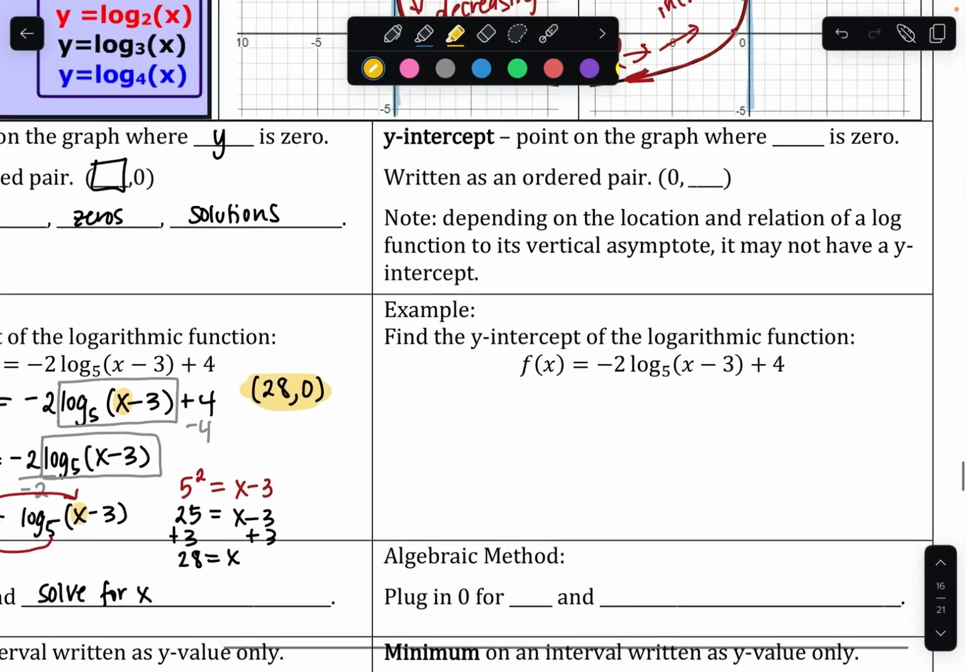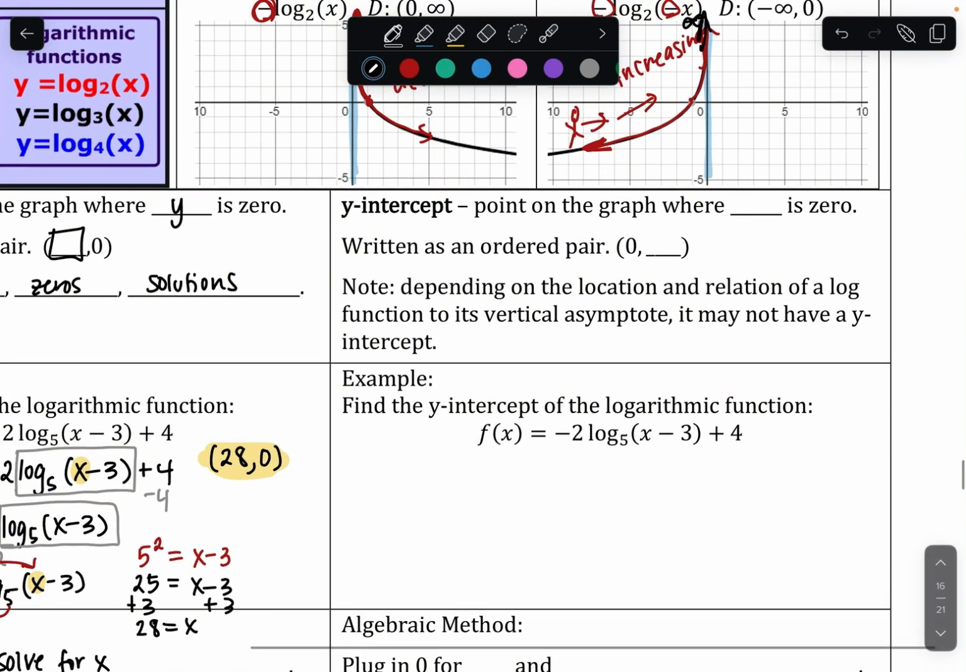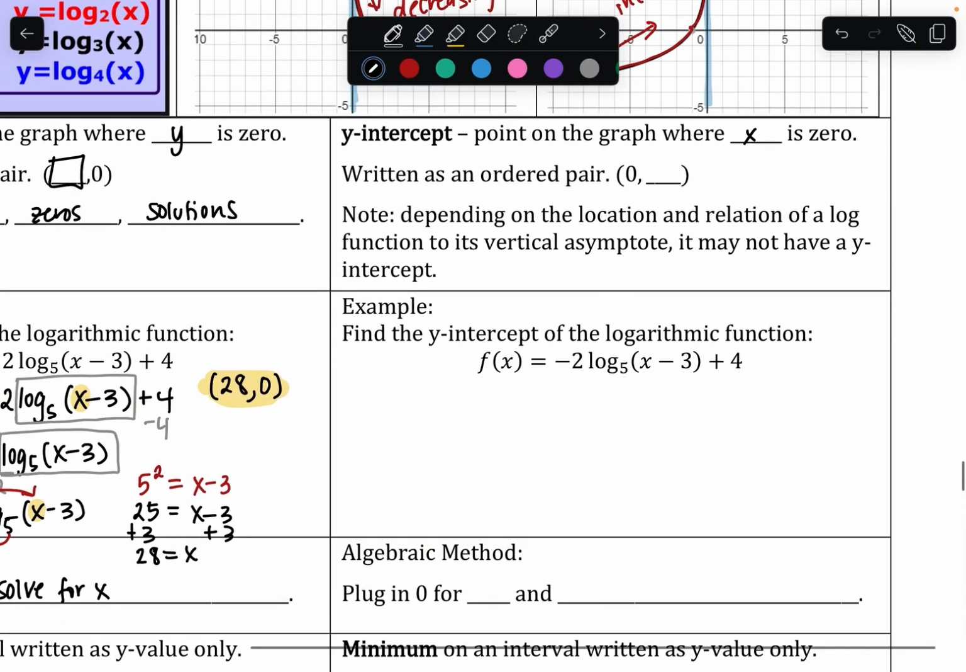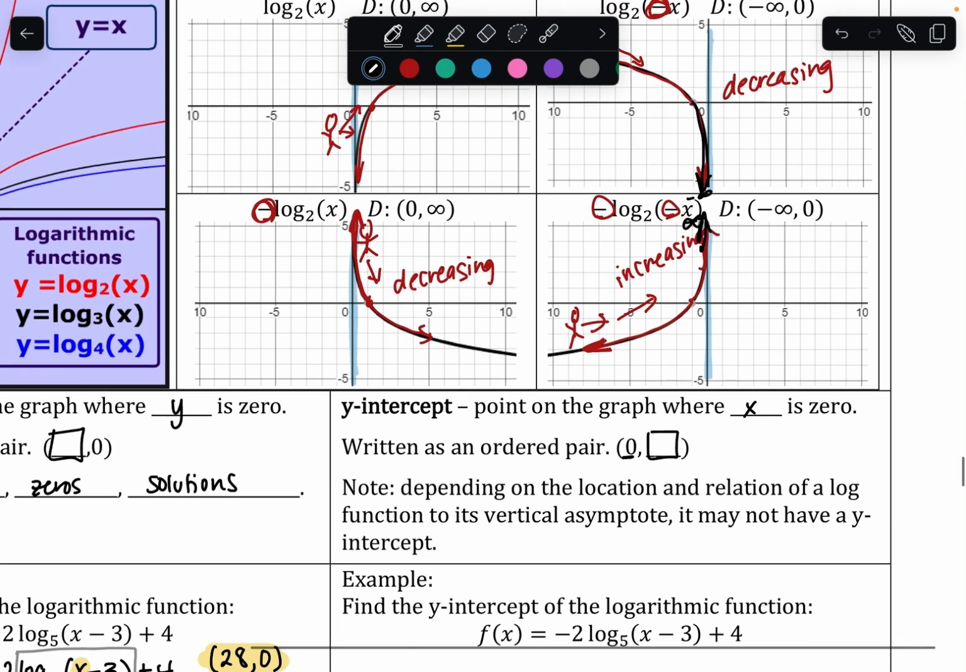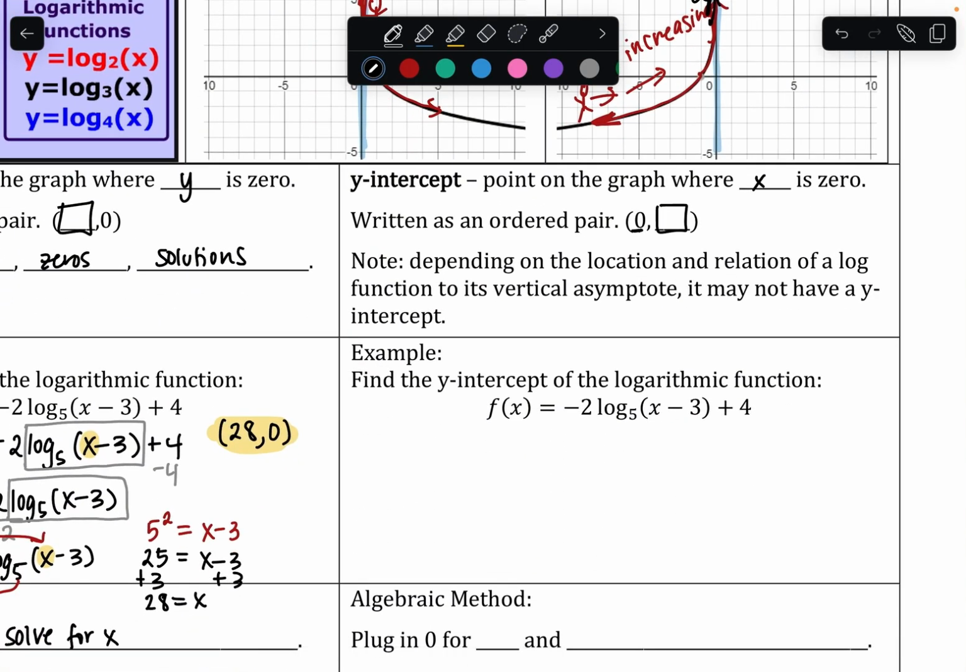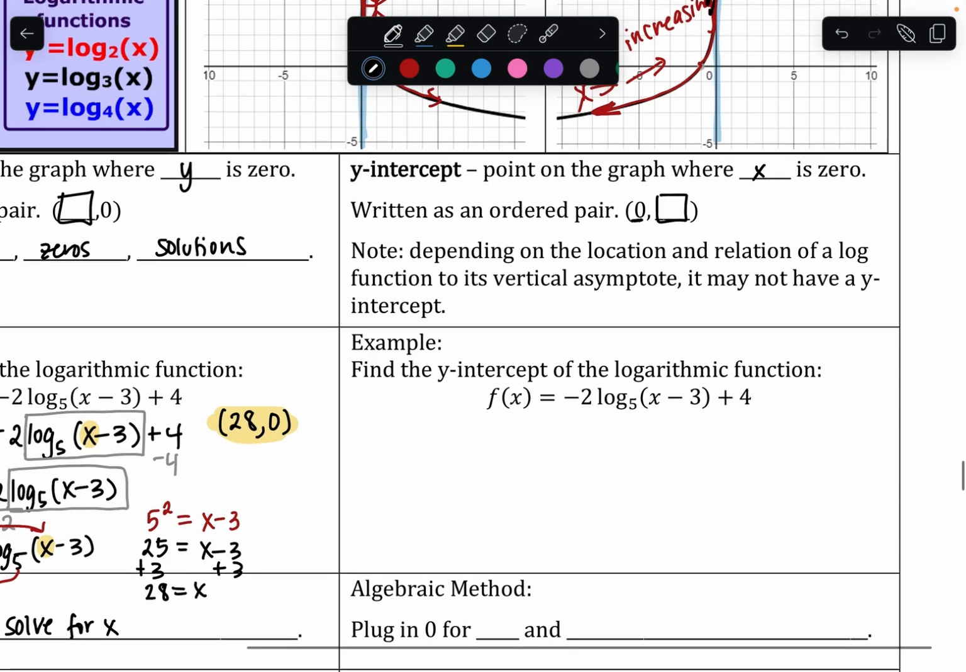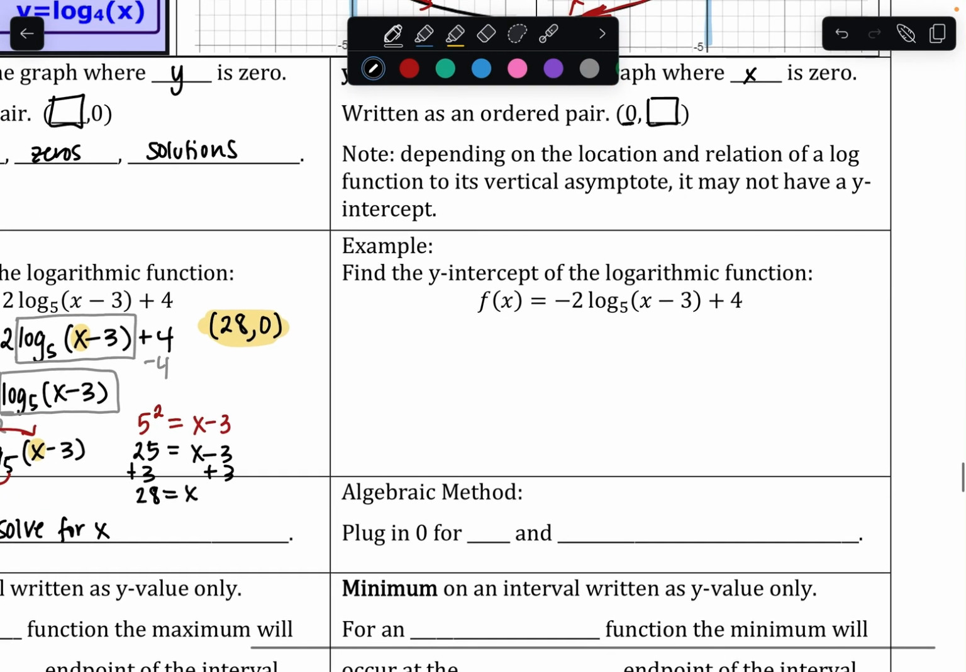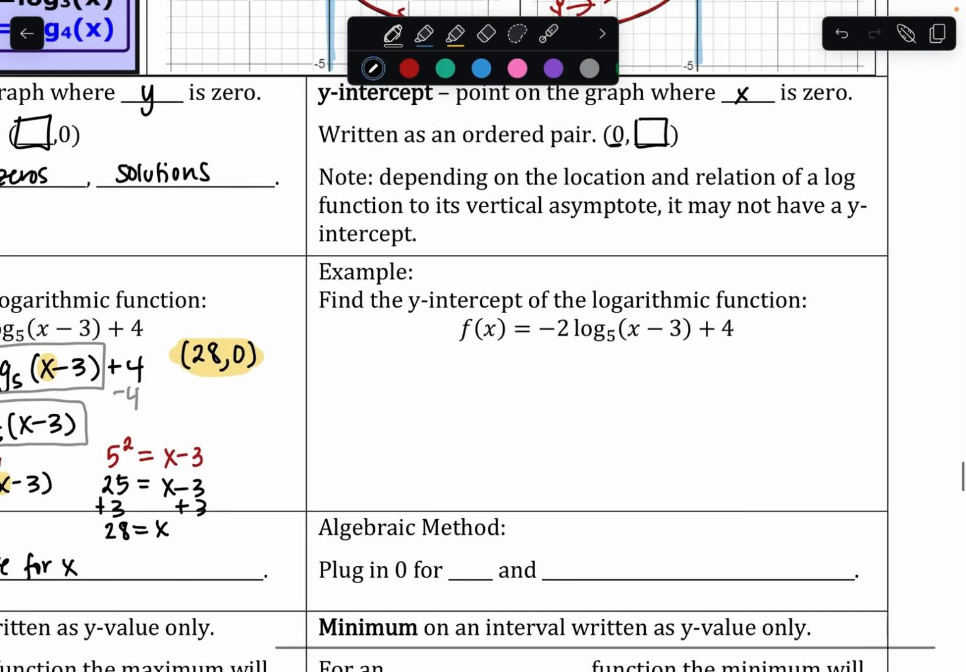Okay. For the y-intercept, this is the point where the x is 0. And so when we write it as an ordered pair, the 0 goes in the x spot, and we're looking for a y value. And so as mentioned above, depending on the location of the vertical asymptote and the log, we may or may not have one. And so looking at this example, picturing the graph, I know that the vertical asymptote has been moved right 3.